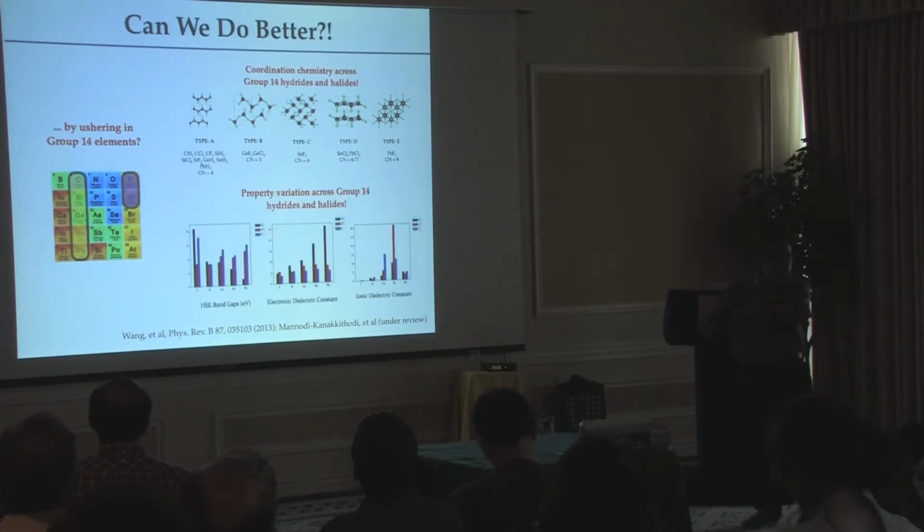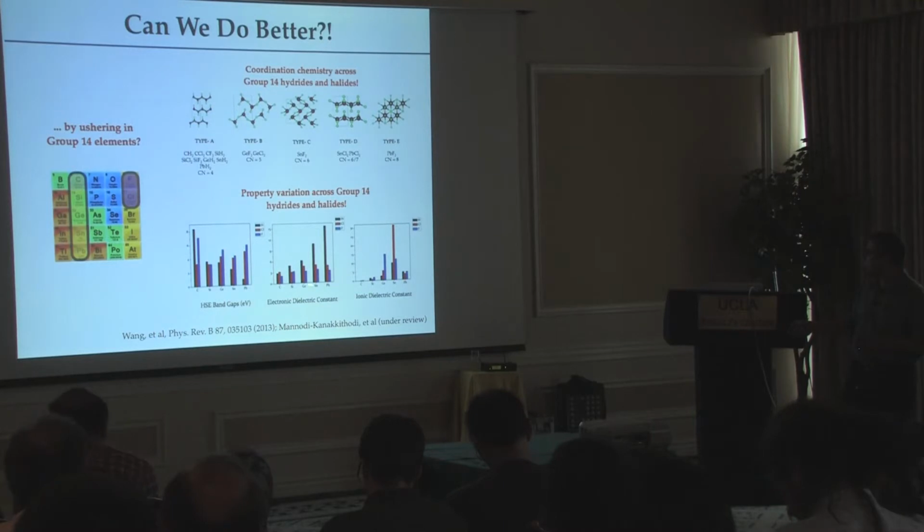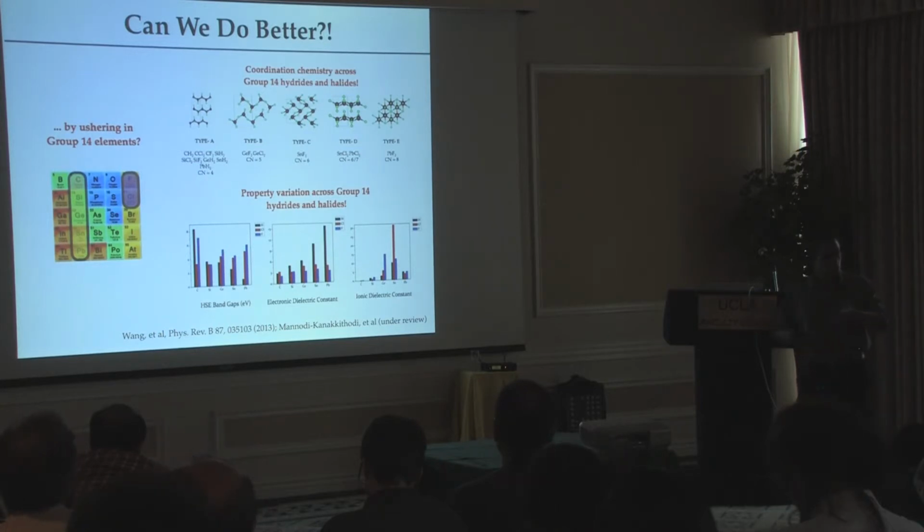If you look at the properties of interest to us, the band gaps are very high when you have chlorides and fluorides, low when you have the hydrides. The dielectric constants systematically increase as you go from carbon to lead. So that's the electronic part of the dielectric constant. This is everything else. And there is something interesting with tin. Tin is peaking over there. So it's giving us some clues as to what we should be doing.